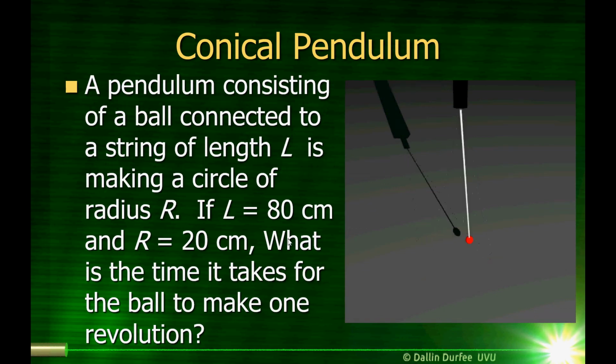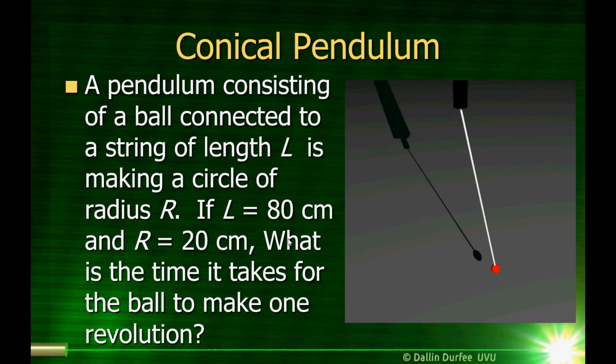So now let's use the information we found to solve a sort of complicated problem. Imagine I have a conical pendulum. I've got a ball on a string, and it could swing back and forth like a pendulum, but instead we have it going in a circle. It's like a pendulum where it's spinning around, making a horizontal circular motion. All right, so let's do a problem with our conical pendulum.